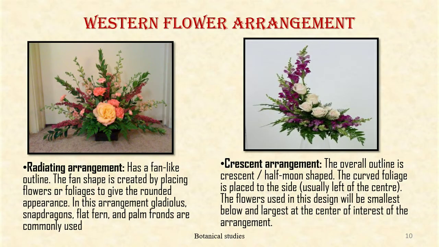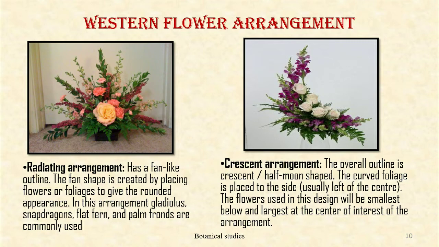Radiating arrangement has a fan-like outline. The fan shape is created by placing flowers or foliage to give the rounded appearance. In this arrangement, gladiolus, snapdragons, flat ferns, and palm fronds are commonly used.